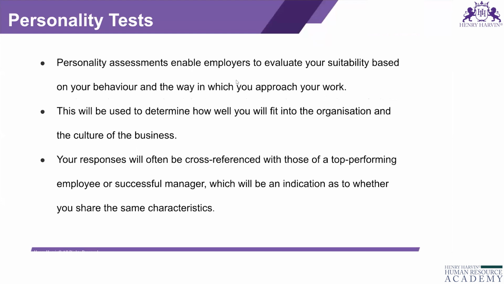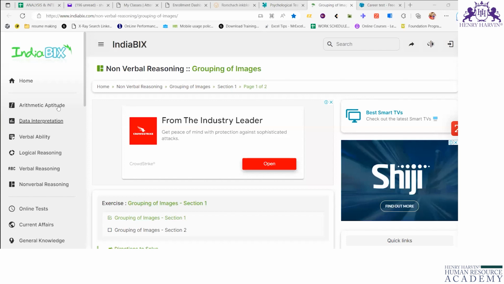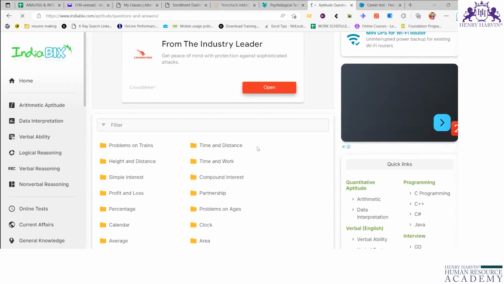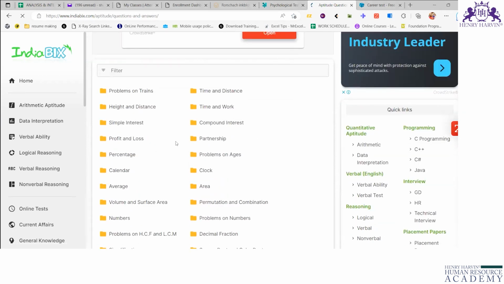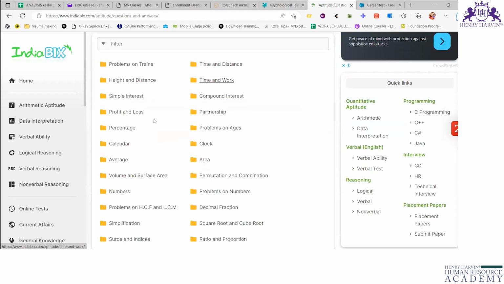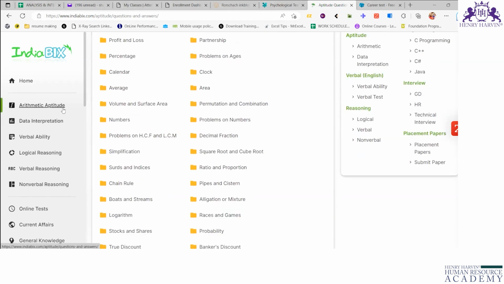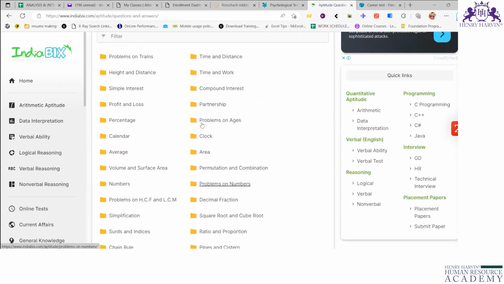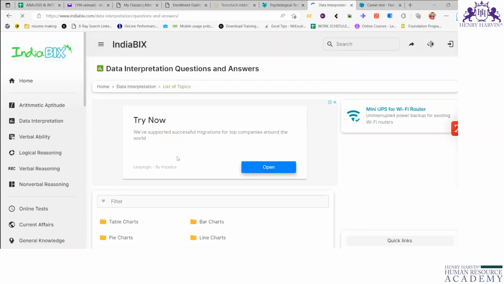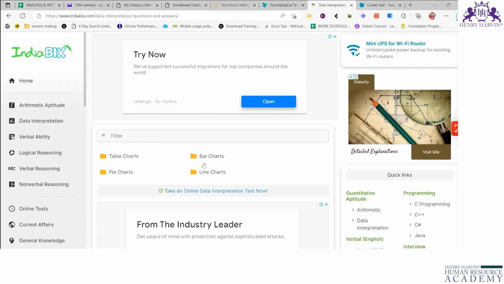I'll go through this one by one. See, there is this website which has different kinds of verbal reasoning tests, and arithmetic aptitude as well. Again, it depends; not all positions will require all of these, right? But there are so many. Arithmetic aptitude, obviously, will not be required for some roles. Then comes data interpretation. So again, you have to see where you want to use which, right?